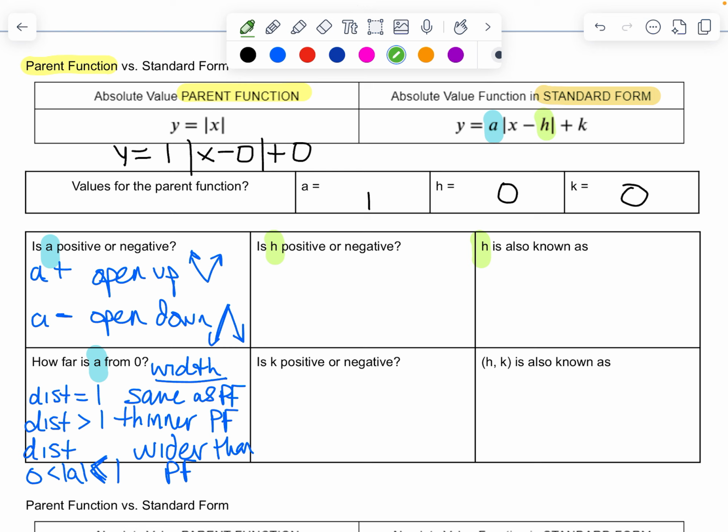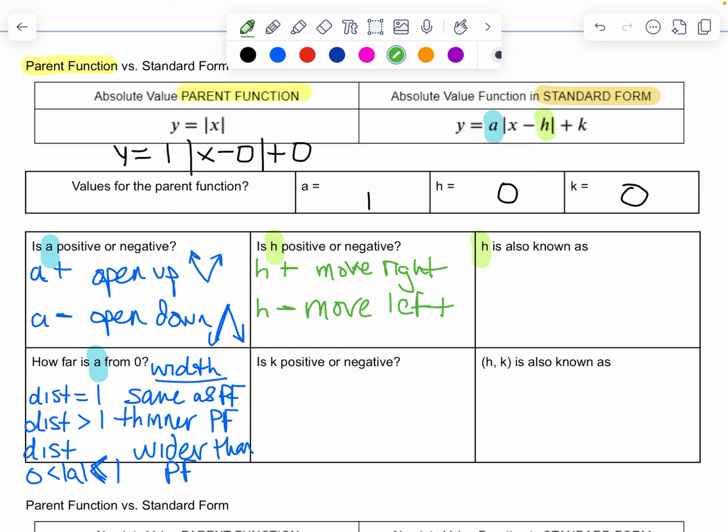Now, this part of it's not tricky, pretty straightforward. If our H value is positive as opposed to if our H value is negative. So when we're talking about H, we're talking about taking a look at our X values. So if our H value is positive, what that's going to mean is that we're going to be moving to the right on the graph. And if we're taking a look at an H value that is negative, we're going to be moving to the left.